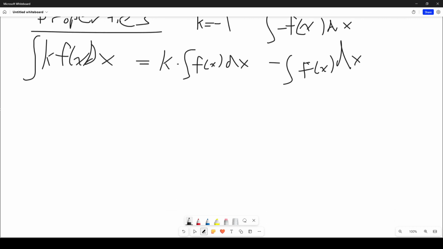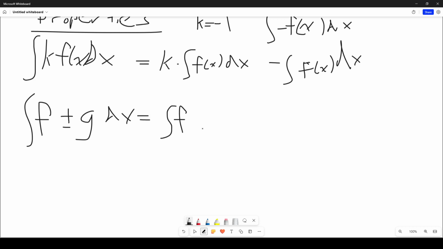Another property, which is similar to derivatives once again, is if you have some function f plus or minus some function g dx, this is equal to the integral of f dx plus or minus the integral of g dx. And what these plus or minuses mean is that if they're added, then you add the integrals. If they're subtracted, then you subtract the integrals. This is hopefully pretty clear, and it's the same from derivatives. If you're adding two functions, you can add their integrals, and you get the same thing.